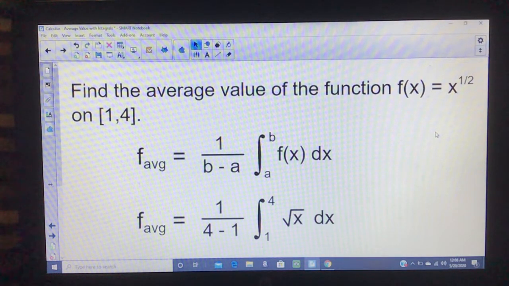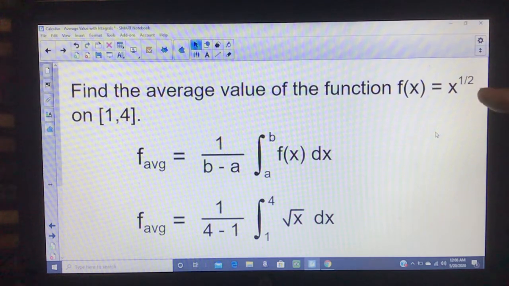So this first one, I have it almost all worked out. I just don't have the answer up. So it says find the average value of the function f of x equals x to the 1/2 on the closed interval from 1 to 4. X to the 1/2 is the square root function. All right, most of you probably know that. So we want basically what is the average height of the square root function on the closed interval from 1 to 4.